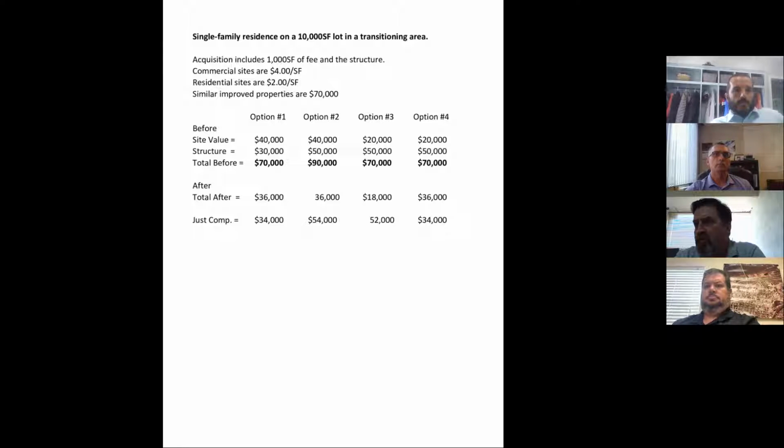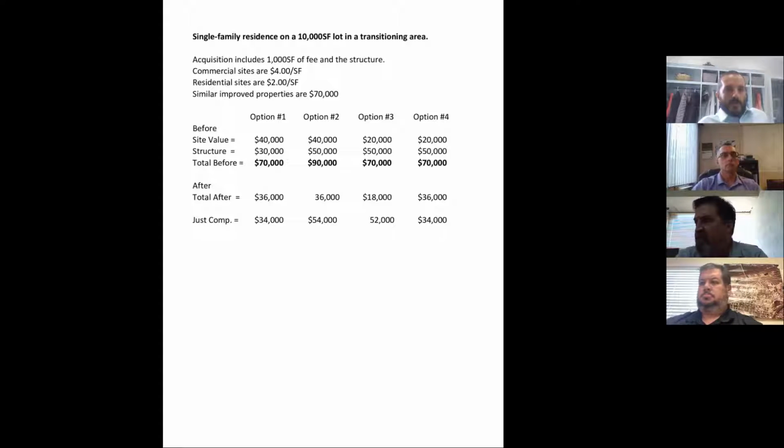Our acquisition is a partial acquisition. We're acquiring 1,000 square feet of fee simple, and the structure is being acquired. A lot of times, these houses sit up close to the road in these transitioning areas because they're older homes. So the house and the land, 1,000 square feet of land, is taken.